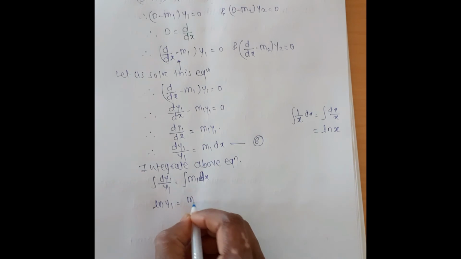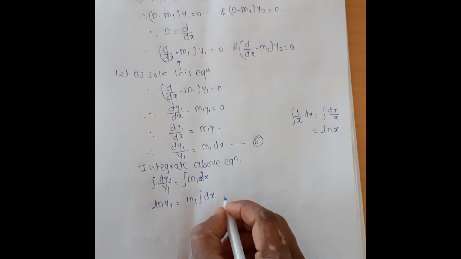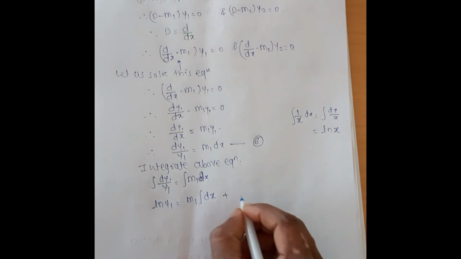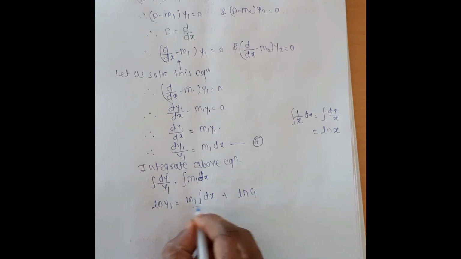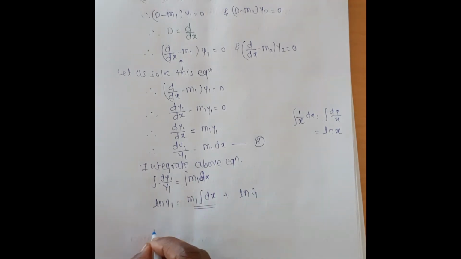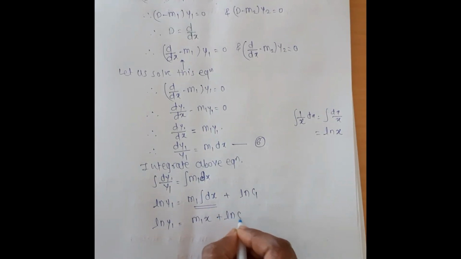This m1 is a constant, so it is out of the integration, and the integration symbol is right here. Plus here I am taking the ln of c1, so that's why here it is ln of y1, and here we use the constant, that will be ln of c1. The integration of this will be ln of y1 is equal to m1x, because of integration, plus ln of c1.